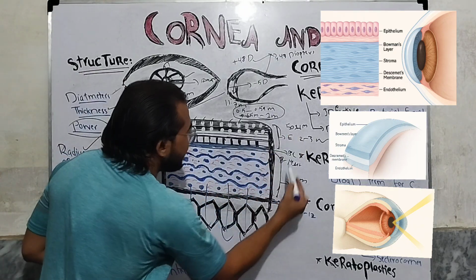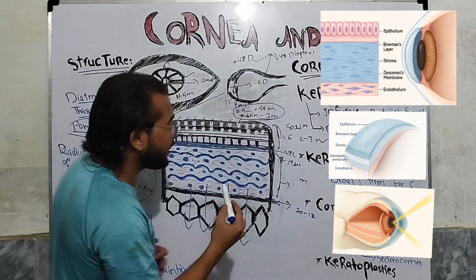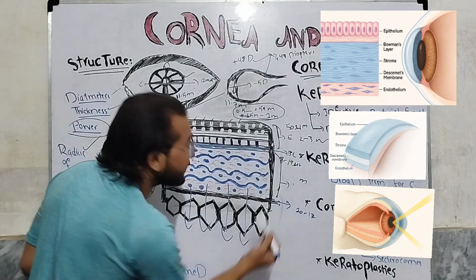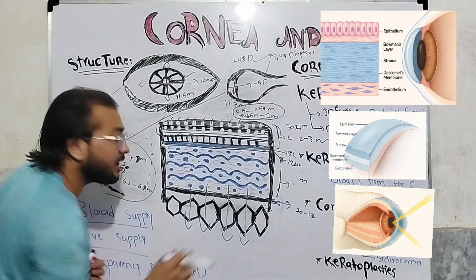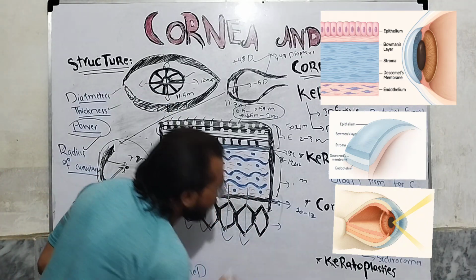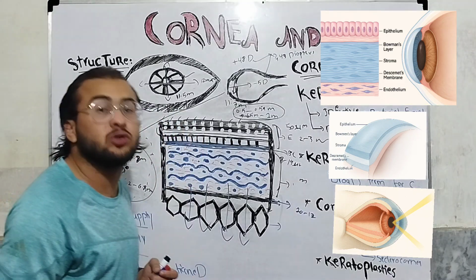The first one is the epithelium, the second is the Bowman's layer, the third is the stroma, the fourth is the Descemet membrane, and the fifth one is a single layer of hexagonal cells which is called endothelium.